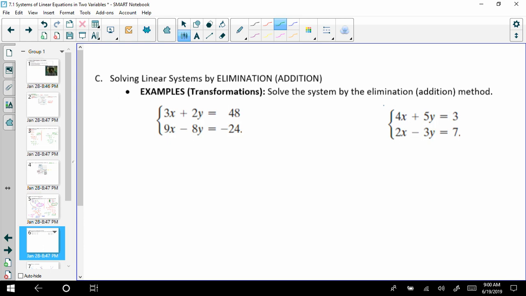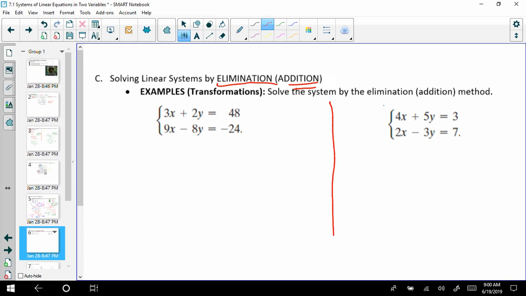Okay, the other way that you can solve systems, different books call it different things. I prefer to call it elimination. My math lab will call it the addition method. Know that they mean the same thing. I'm going to refer to it as elimination. My math lab will say, oh, use the addition method.